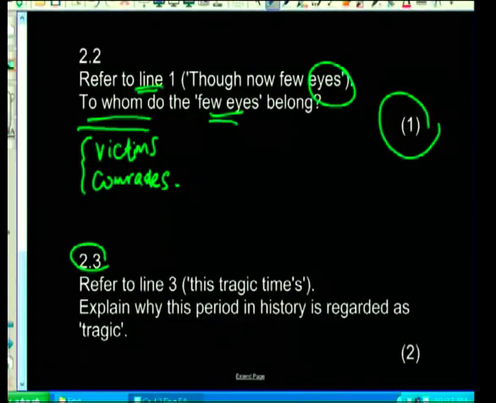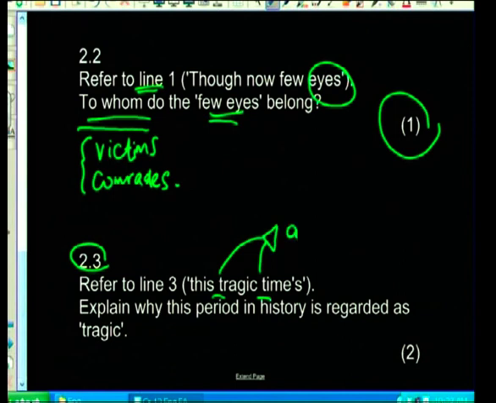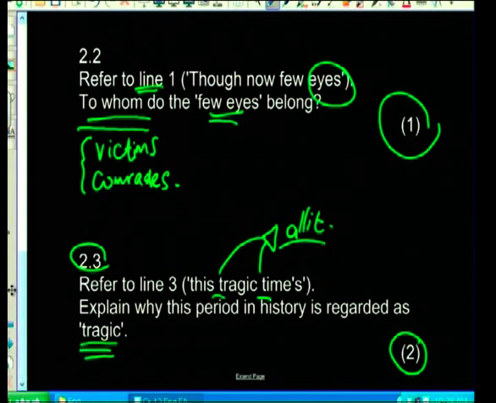Question 2.3. Refer to line 3. "Tragic times", here we've got an alliteration. Explain why this period in history is regarded as tragic. Now, as a South African, we know our history. And we know that apartheid was tragic because there were horrors, there was torture, there was cruelty, people were killed. And if you justify this question with any 2 points, and there are so many justifications that you can make, then you will get your 2 points.